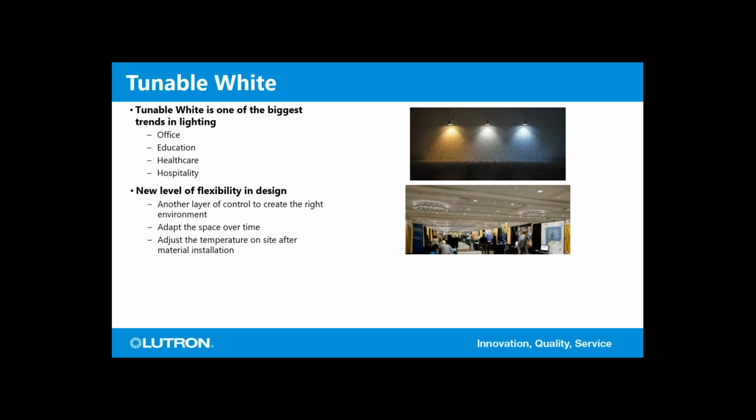It also allows you to do things like tweak how a space looks after everything has been installed. So you may select a particular color temperature for the fixture or have an idea of what you want, but then once the actual materials get installed in the space, you know, the flooring, the walls, the carpet changes color, it can affect how the space looks. So if you have a tunable white fixture, you can adjust it on site while you're there and get it to look exactly how you want it.